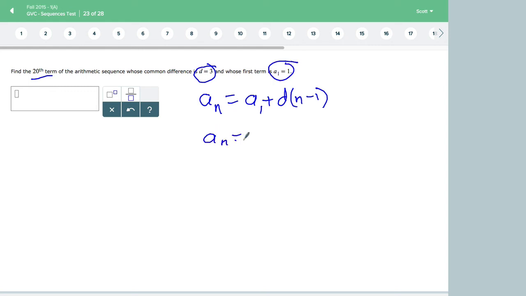A sub n equals 1 plus 3. So our d goes in, our a sub 1 goes in, times, and this number always represents the term we're trying to find. So 20 minus 1. And we just type all that into the calculator. 1 plus 3 parentheses 20 minus 1 parentheses, and we get 58. So that's what goes in right there.